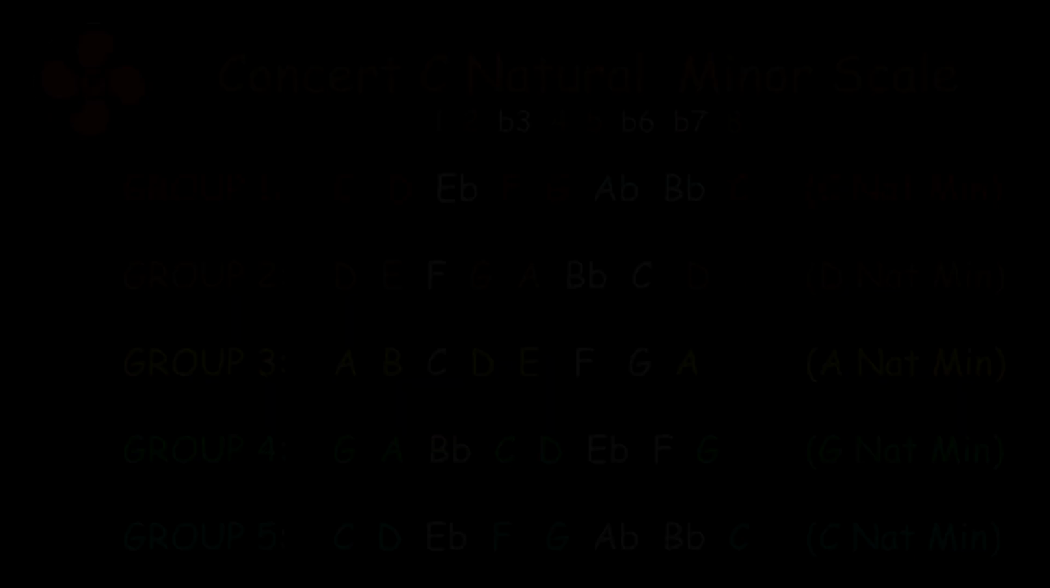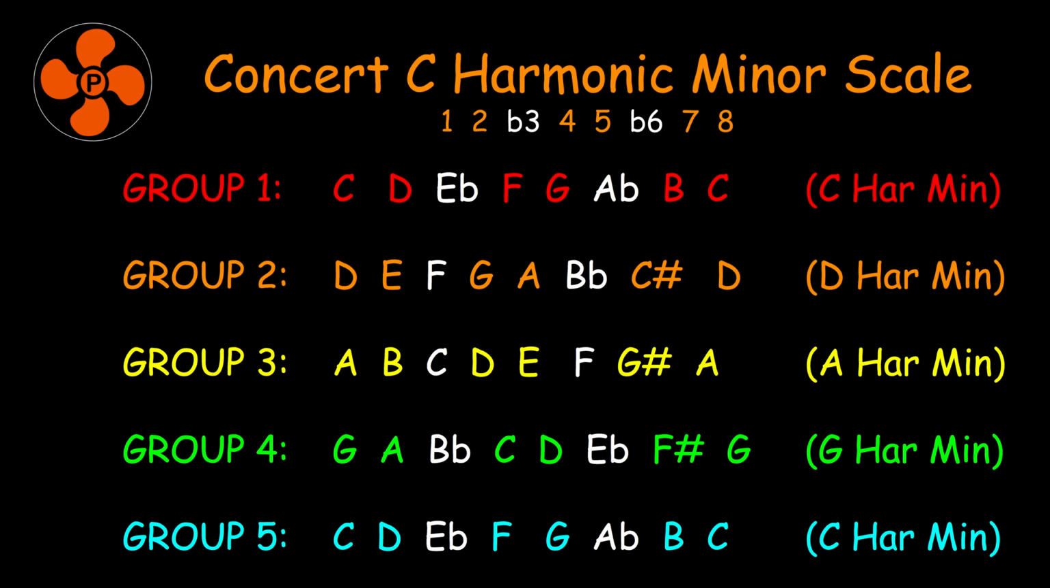The next scale is the harmonic minor scale. This scale is more like the major scale in that it only has two notes that are altered, the third and the sixth, and they're both lowered by a half step. So let's try the C harmonic minor scale. 1, 2, ready, go.